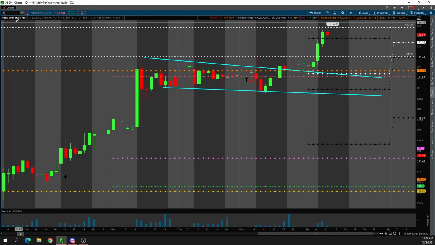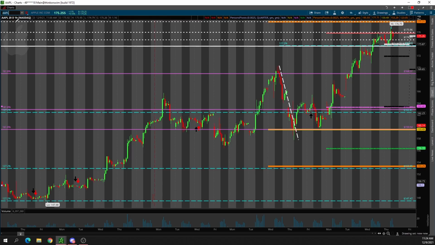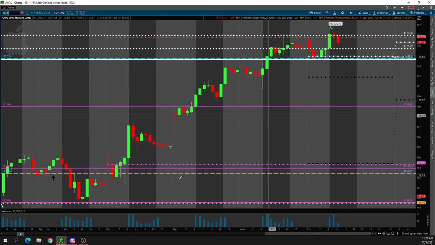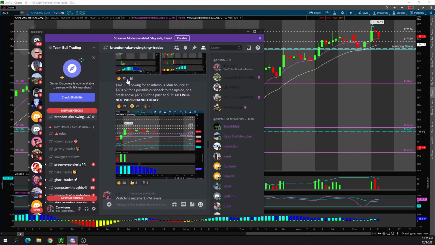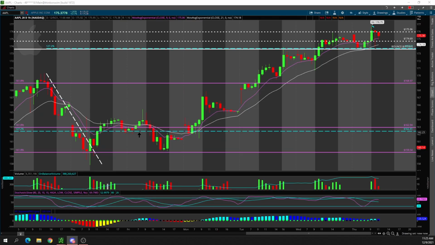Or even a good example was Apple yesterday. Let's say that you were trading Apple and you only had 1 contract because, again, you're following the 10 to 15% rule and you're using proper risk management. Well, if you're only taking 1 contract, and yesterday I told everybody to watch Apple for a bounce at this 1 hour 21 EMA. So here it is. Yesterday, Apple looking for an infamous J-Dom bounce at 170.67 for a possible pushback to the upside, or a break above 173.88 for a push to 175.68. So as we can see, Apple came straight down to the bounce area and was able to push back up in price literally to a T.